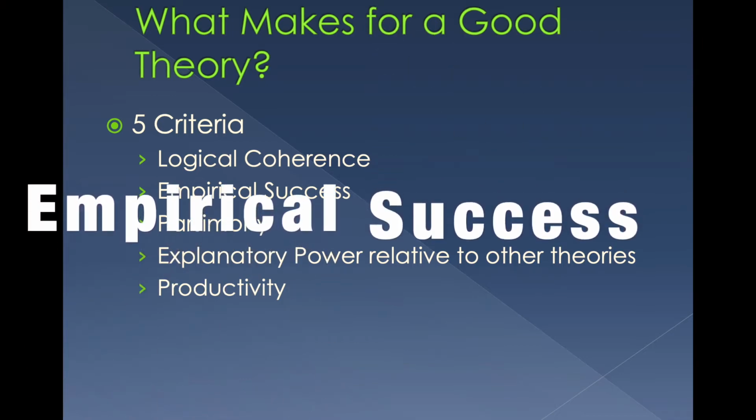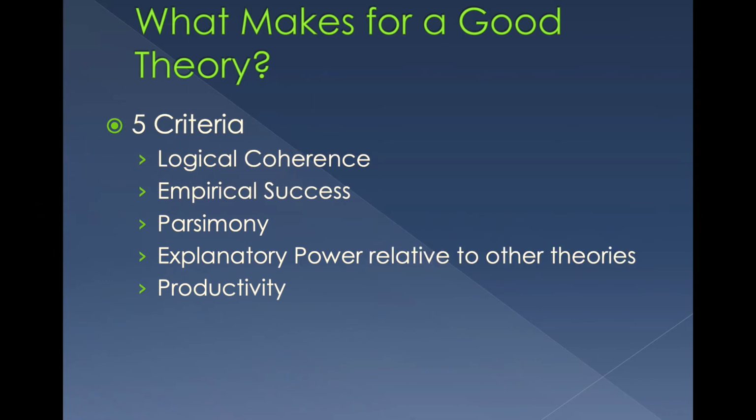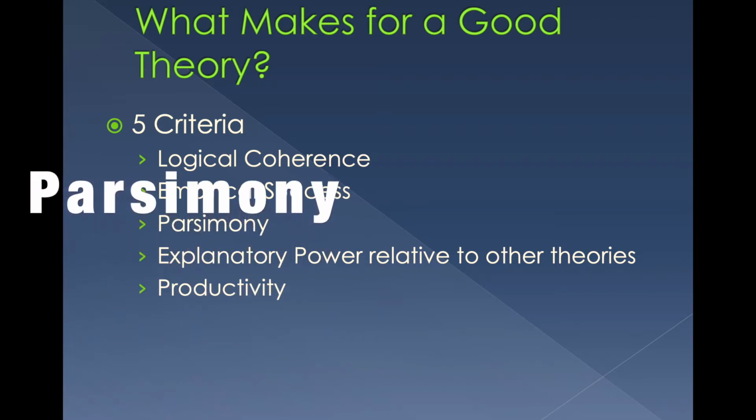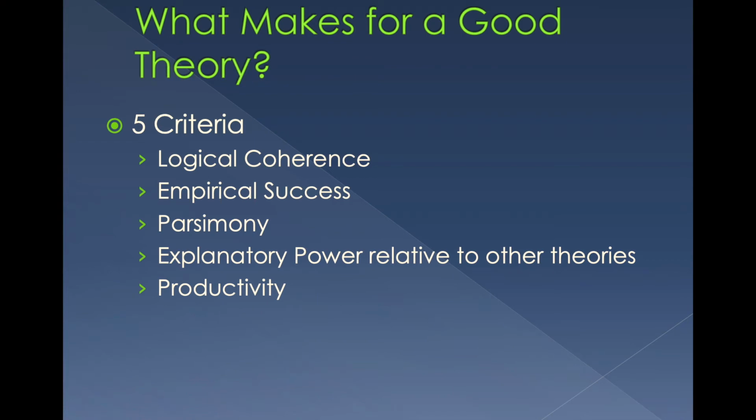Empirical success. Is there evidence that supports the theory? Good theories are the best or most supported and tested. So it's not which one is perfect, but which theory is most supported by the available evidence. So a good theory should have some empirical success, be supported by the available evidence. Third, parsimony or simplicity. It explains a lot with a little. It uses a few concepts and assumptions. And so it should be parsimonious.